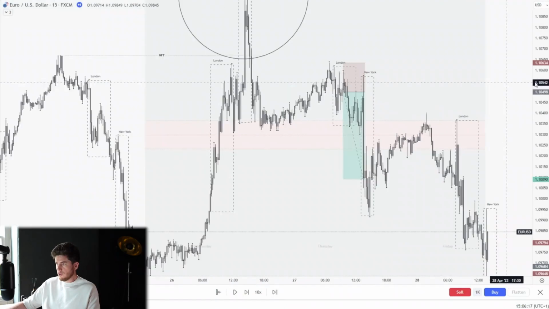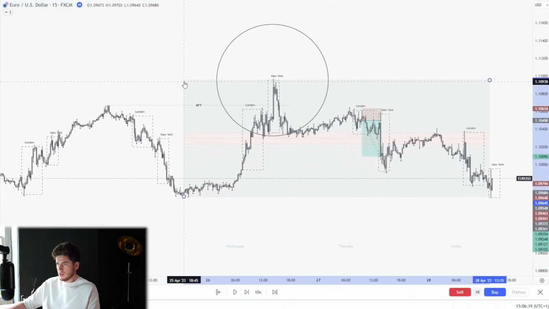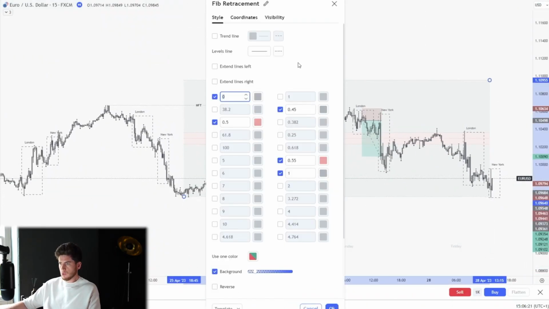Or if you wanted to just create your own, you can choose your own colors. These are the settings I use. We've got the EQ at 0.5 and then the well-priced areas are 45% and 55%.